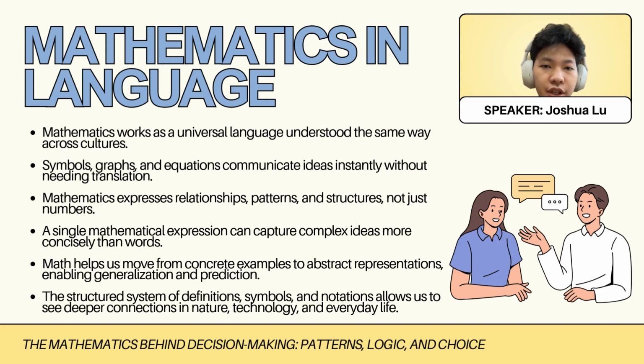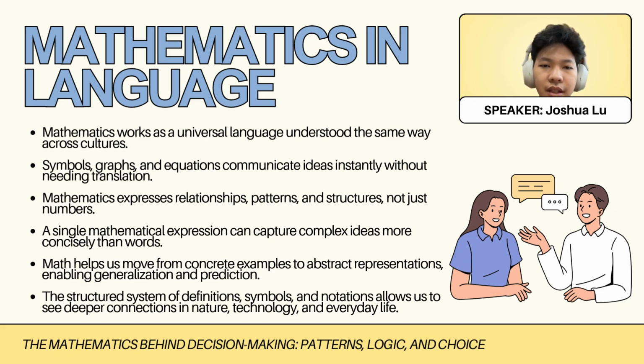Another thing that I appreciated is how math encourages us to move from the concrete to the abstract. We might start with something familiar, like counting objects or noticing patterns, and eventually represent them using symbols or models. This shift from real-world examples to abstract representations is what makes math powerful. It lets us generalize, predict, and understand things beyond what we can physically observe.